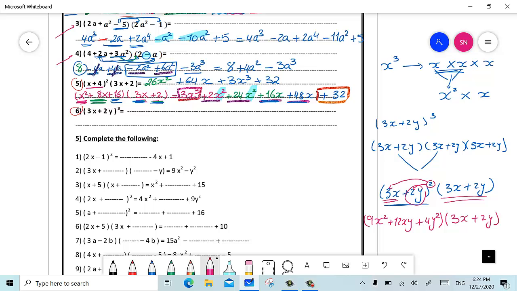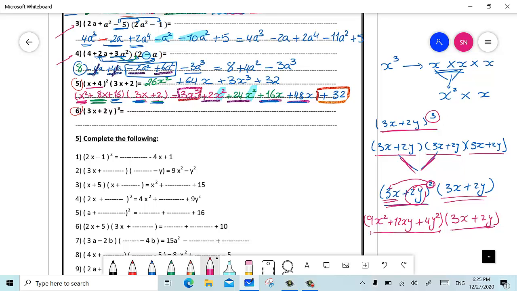So again, since 3x plus 2y to the power of 3 means that I have 3x plus 2y times 3x plus 2y times 3x plus 2y, I can combine two of them to give me 3x plus 2y all squared multiplied by 3x plus 2y, and perform the special case here to get a trinomial, and then I multiply by the remaining binomial, which is 3x plus 2y.